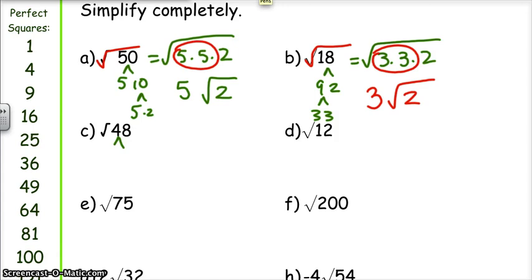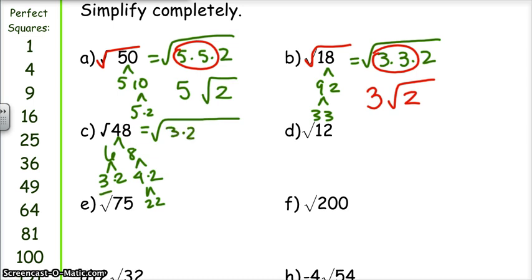So 48 breaks down into 6 and 8. 6 is 3 and 2. 8 is 4 and 2. And this is all multiplication. So it's not 4 and 4. 4 times 4 is 16. This is 4 times 2, which is 8. And then it breaks down further. I'm going to write them all out.